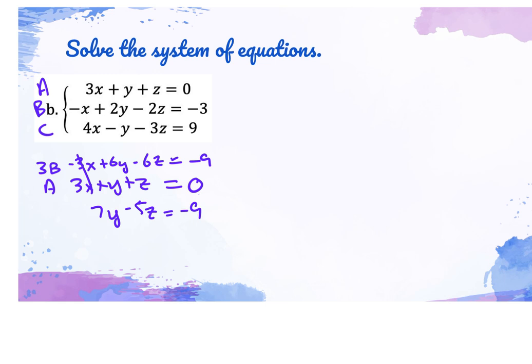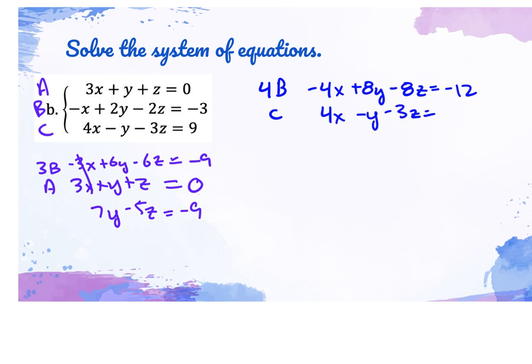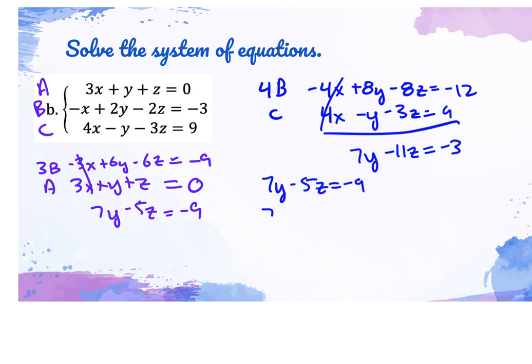Then I'm going to do the whole thing again. I'm going to have 4b times c. So that's going to be negative 4x plus 8y minus 8z times negative 12. C, 4x minus y minus 3z equals 9. So that goes away. 7y minus 11z equals negative 3. So now together, 7y minus 5z equals negative 9, and 7y minus 11z equals negative 3.